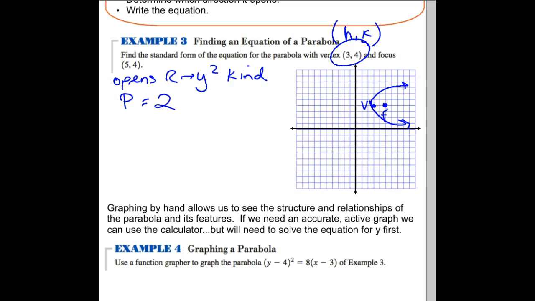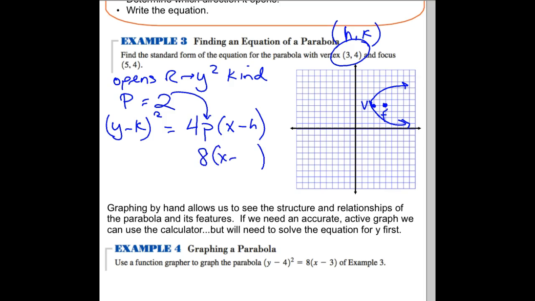So we said it's the y squared kind, which starts out (y minus k) quantity squared equals 4p times (x minus h). Now, notice that h is always going with x. It's your horizontal shift, the change in your x coordinate. k is your vertical shift. That's the change in your y coordinate, so it's paired with y. So plugging things in, we know that p is 2. So in front of the parentheses here, 4 times 2, I'm going to have an 8.